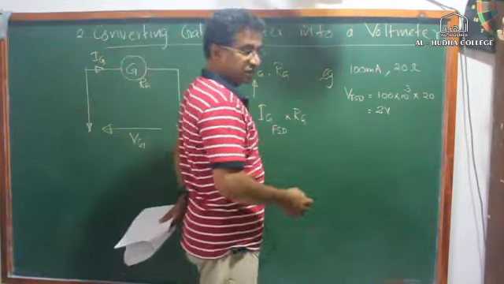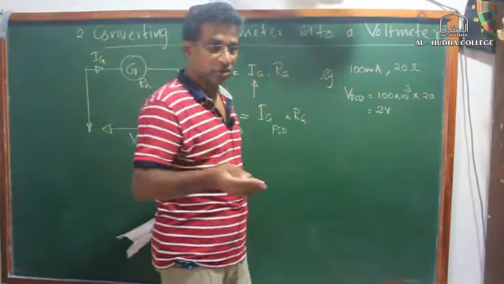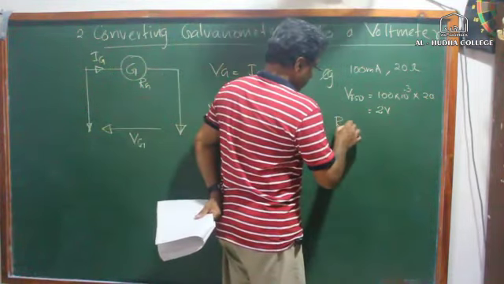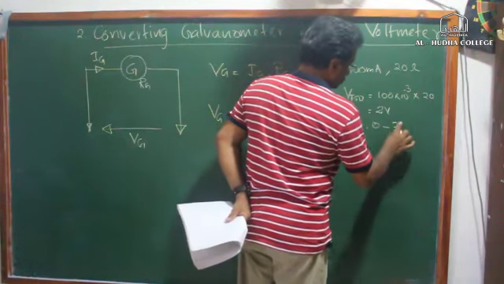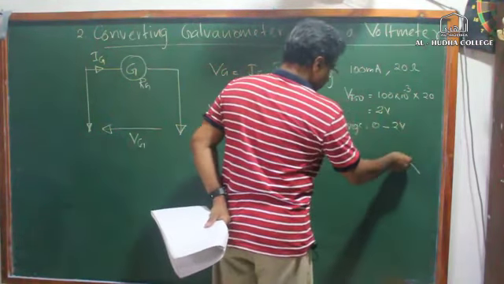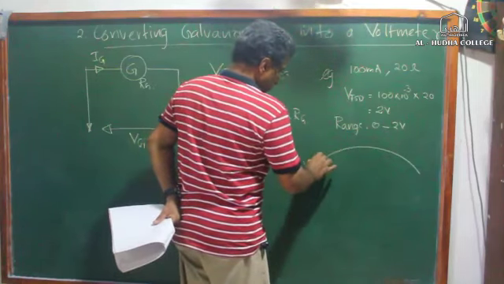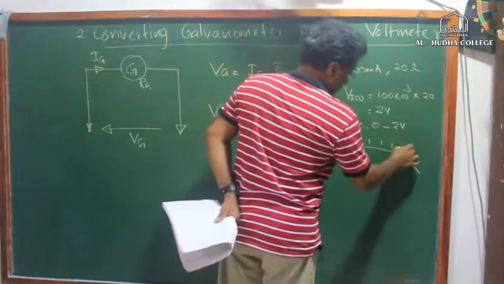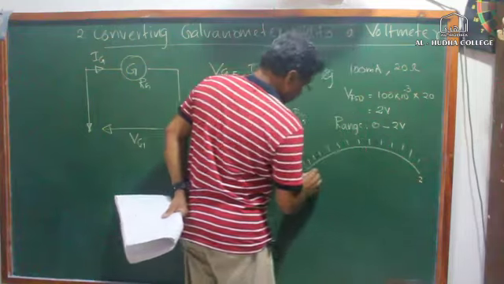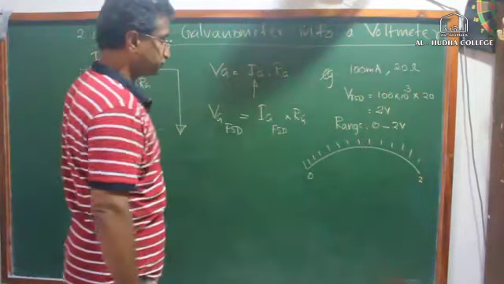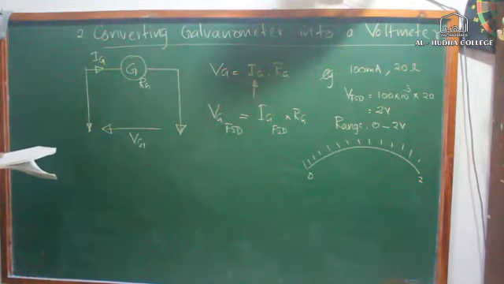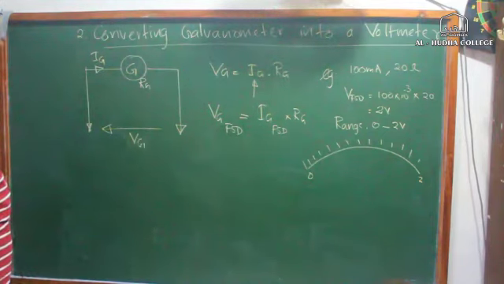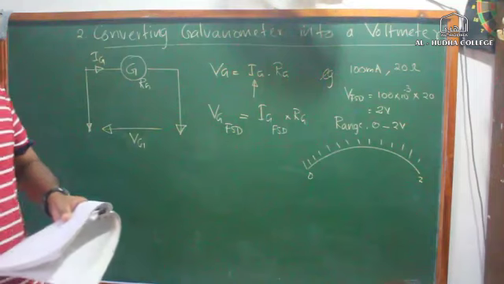That is the full scale deflection of this galvanometer in the voltage scale. If the full scale deflection is 2 volts, the range we can measure is 0 to 2 volts. Now we have to rescale the galvanometer to read from 0 to 2 volts.